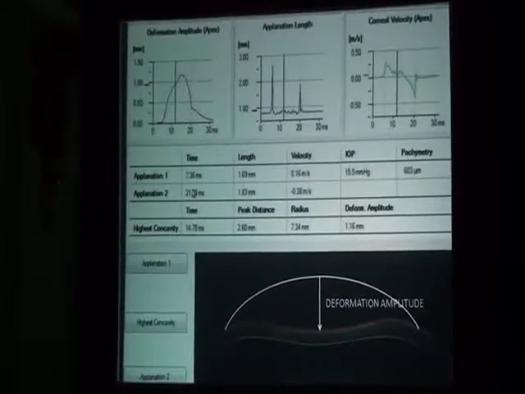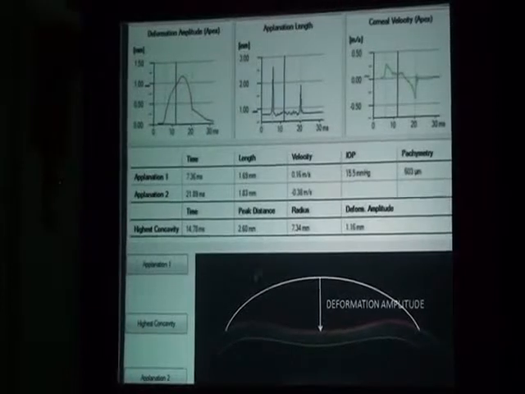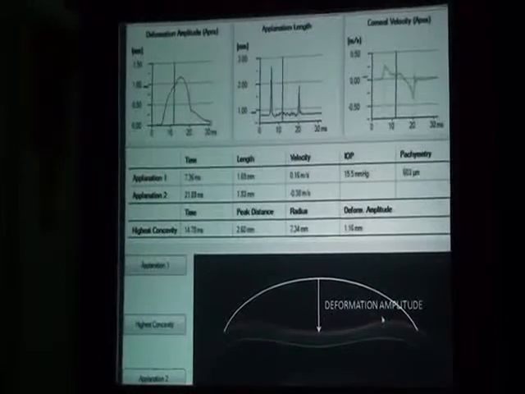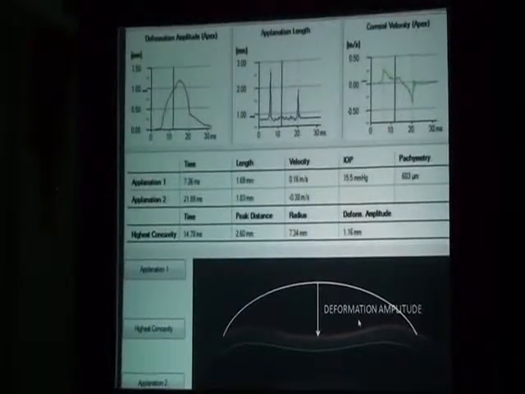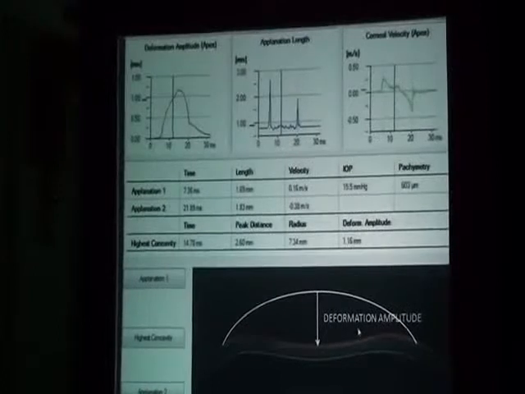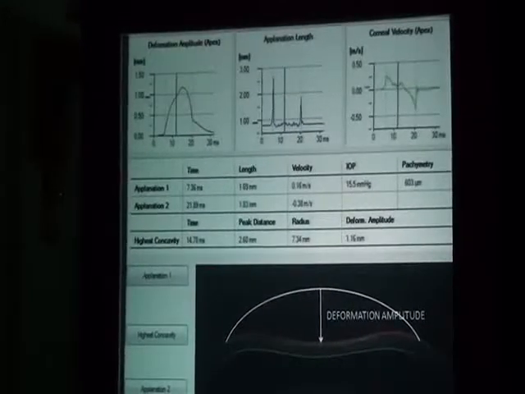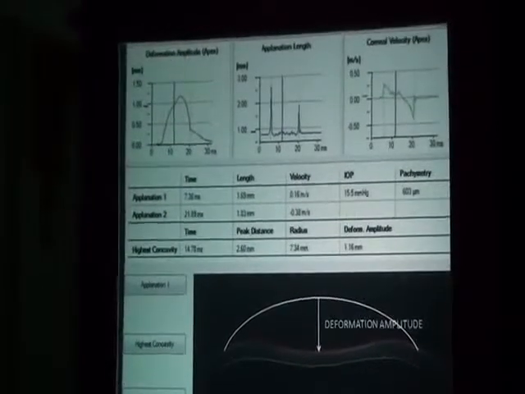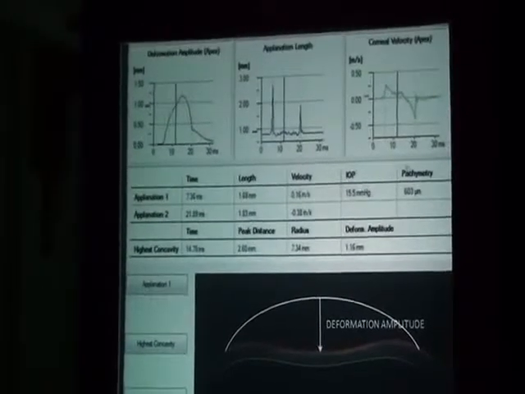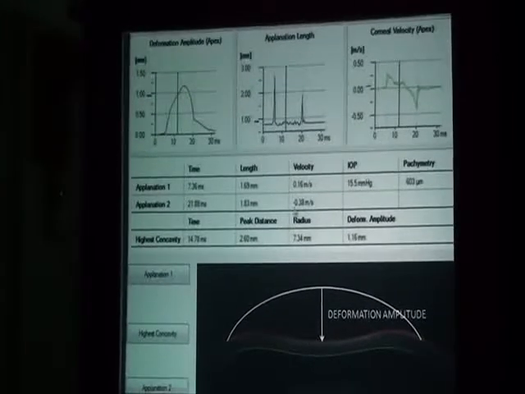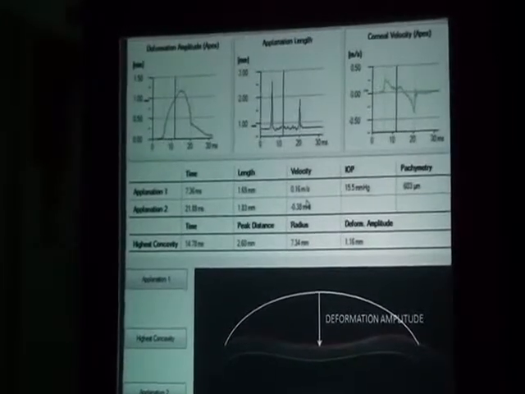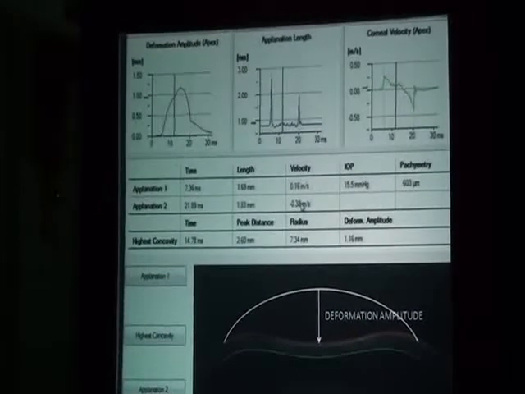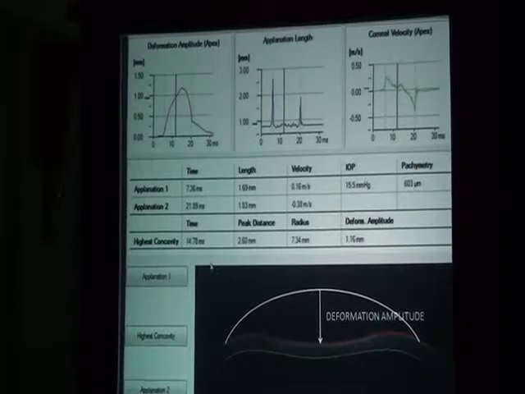Then it also measures the chord length of the applanation. If we look at this diagram here, if we imagine this to be applanated, this distance is the chord length at the time of first applanation, and the chord length at the time of second applanation is also given. The corneal velocity, or the speed at the first applanation and second applanation, is given. The intraocular pressure is given, and pachymetry is given. Because the cornea is deforming back and coming back to its normal position, there is a deceleration, so there is a minus that is seen here.